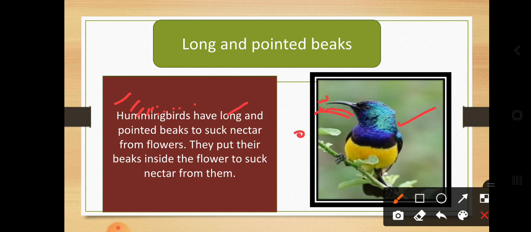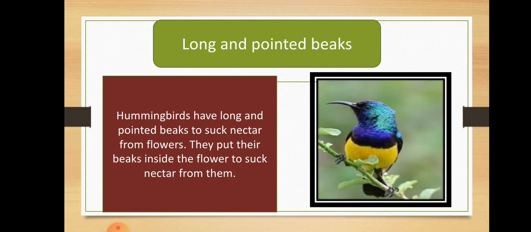Okay, they are going to take the food in the form of nectar with the help of these sharp and pointed beaks. What are they doing? They are sucking the nectar, and they put their beaks inside the flower to suck nectar from them. If suppose it is a flower, with the help of this pointed beak, what are they doing? They are sucking the nectar of the flower. Okay, so these are the long and pointed beaks.